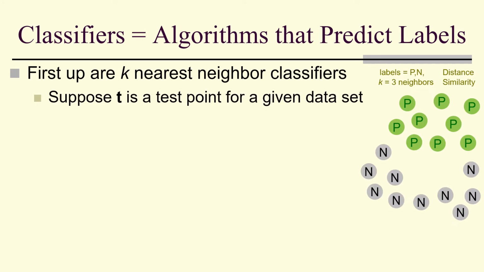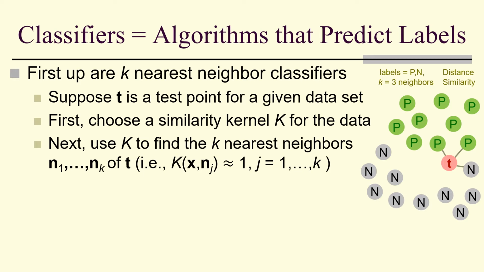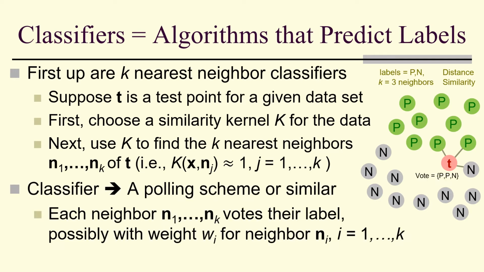Suppose T is a test point for a given data set, and you've got some positives and some negatives, and you want to predict what T is. You choose a similarity kernel. Then you find the k-nearest neighbors of T. That's where the kernels are closest to 1. And then you have a classifier, a polling scheme or similar.